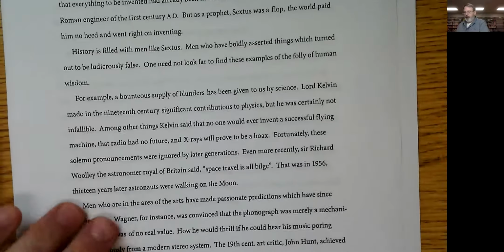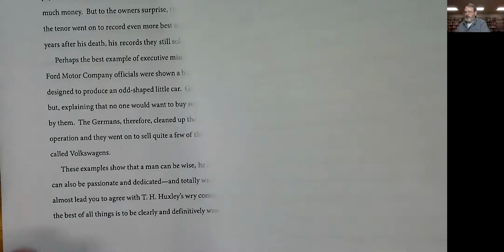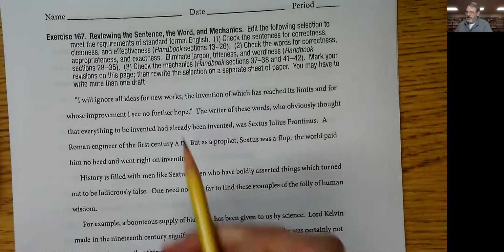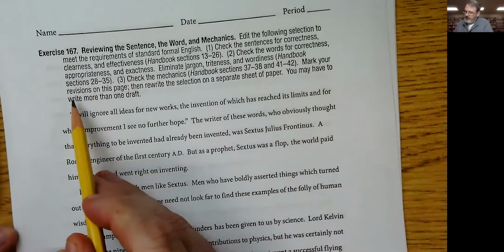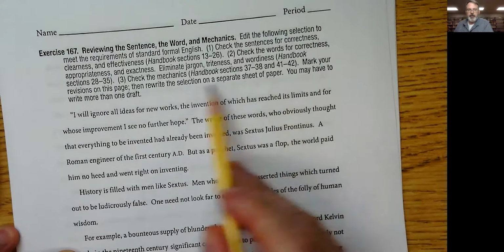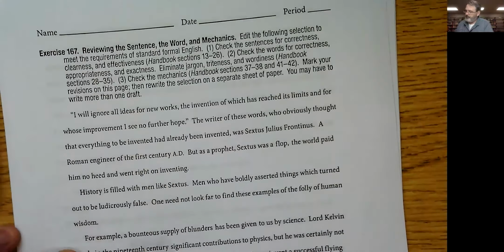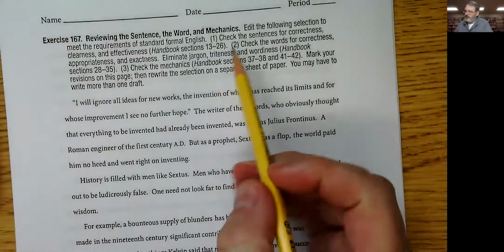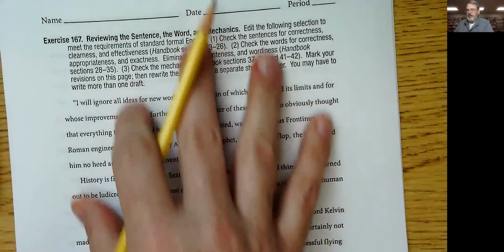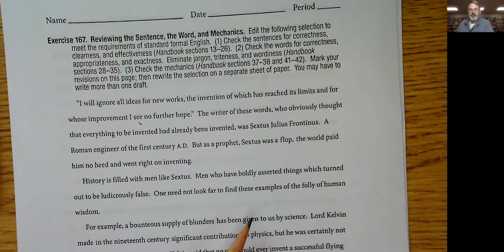This is actually a 2-page paragraph. So it continues on 98. And you need to mark it up for corrections. And then it says, mark your revisions on this page, then rewrite the section on a separate sheet of paper. You may have to write more than one draft. Okay, well, I don't want you to write on a separate sheet of paper this time. I want you just to mark it up for this assignment.